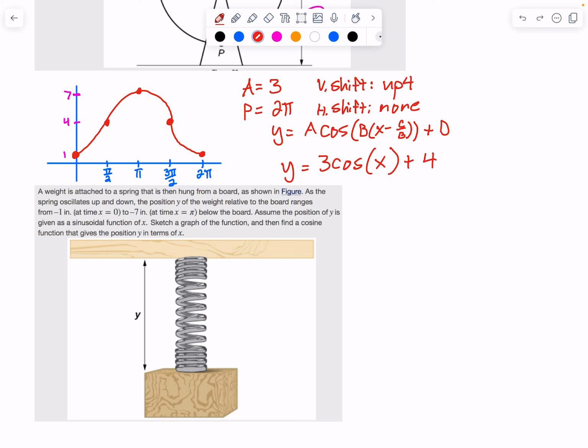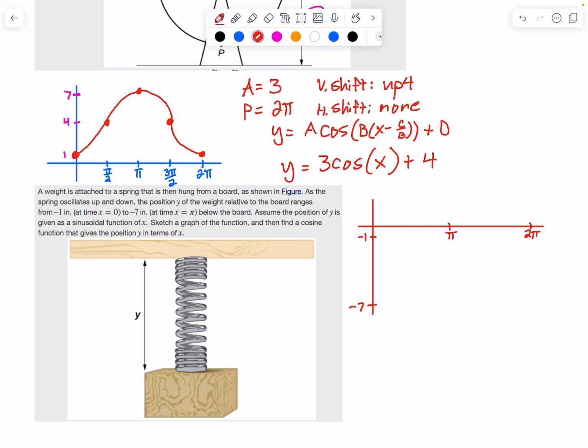So we're going to graph like we did last time, and we know that's going to stay negative because the spring can't move above the board. So at time equals 0, they said it was at -1. So I know I'm going to need -1, and then the furthest it's going to go out will be -7. We're still going to use time, so we'll use 0 to pi. Let's go all the way to 2 pi and just see what happens.